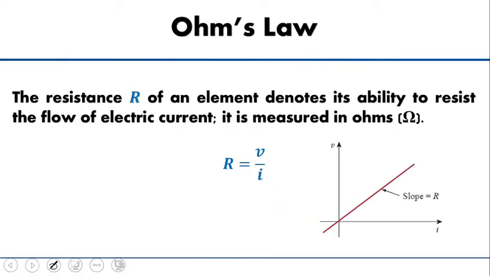This R is the resistance of an element, which denotes its ability to resist the flow of electric current. It is measured in ohms. That is, mathematically, R is equal to V divided by I. This R is the linear resistance, which is constant for a given V and I.